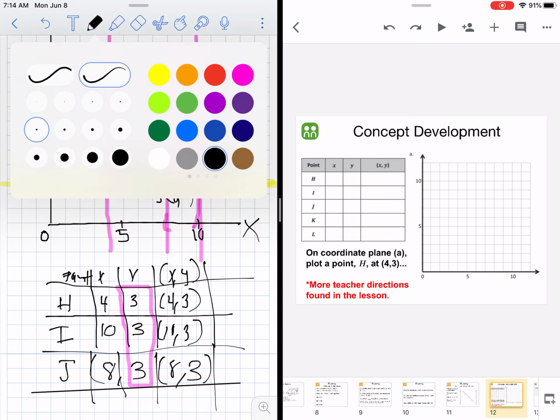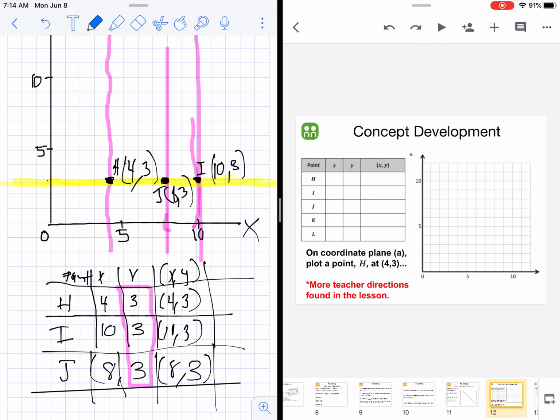So if we were to connect these, I'm going to use blue. This is going to be our line W. The line W goes from the left to the right across the page. It's a horizontal line, almost like a whole other x-axis, right? Just shifted up three spots. It is a straight line, okay?